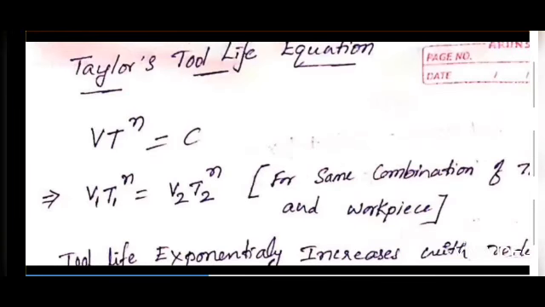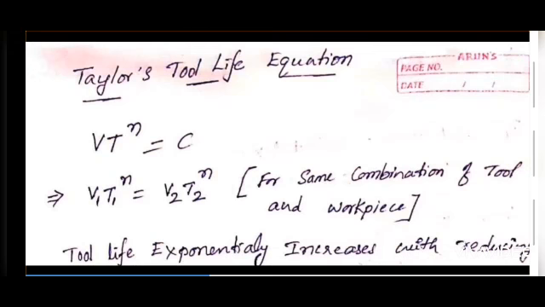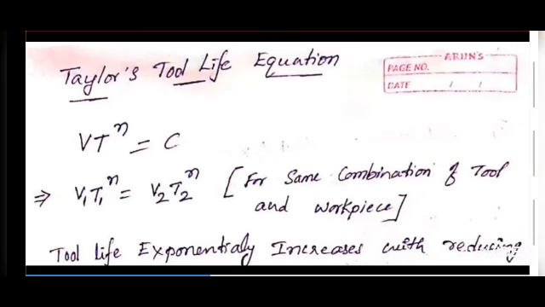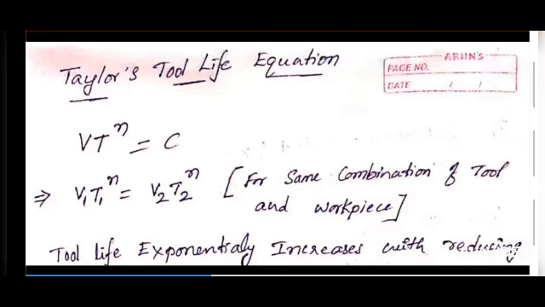Okay, you see the Taylor tool life equation is given by Vt to the power of n is equal to constant. For the same combination of tool and workpiece material, if you are operating on the same workpiece material with the same tool at different speeds, and if you are changing the speed, the tool life will also change. So this equation can also be written as V1 T1 to the power of n is equal to V2 T2 to the power of n.